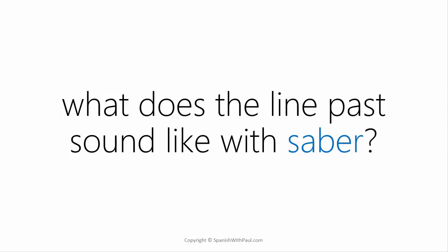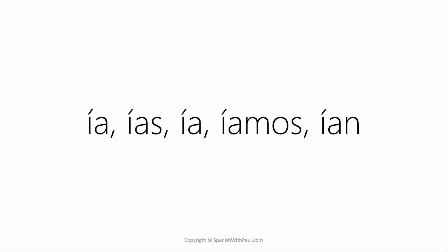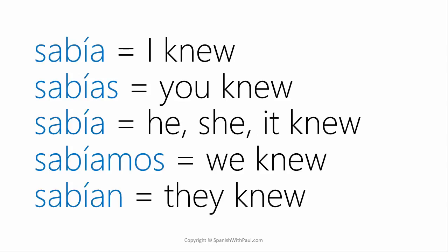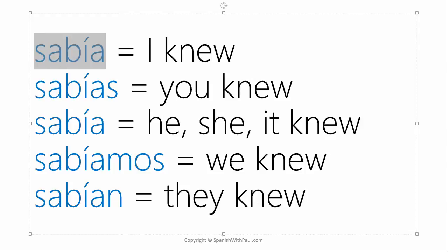Well, it behaves like any other regular ER verb where we have these endings of ia, ias, ia, iamos, and ian. So if we put it on one slide, you can see that sabía would be I knew, sabías, you knew, sabía, he, she, and it knew. So as always, I and he, she, and it are the same. We have sabíamos for we knew and sabían for they knew. So once you have this sabía sound, it gives you a key that unlocks all the rest of it. Sabía, sabías, sabía, sabíamos, and sabían.